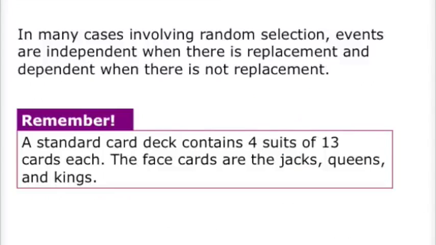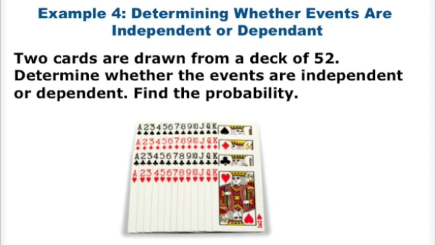In many cases involving random selection, events are independent when there is replacement and dependent when there is not replacement. So we're going to be doing some problems with a deck of cards. So remember, a standard deck of cards contains 4 suits of 13 cards each. The face cards are Jack, Queen, and King. All right, so let's say we have 2 cards drawn from a deck of 52. Determine whether the events are independent or dependent.